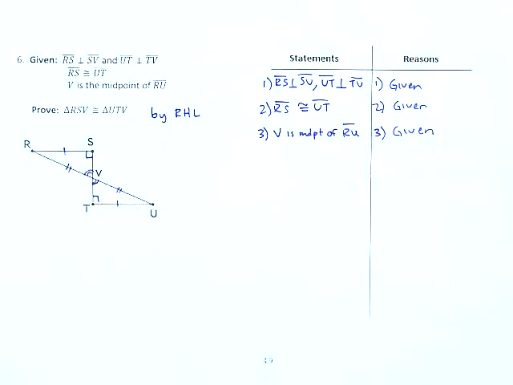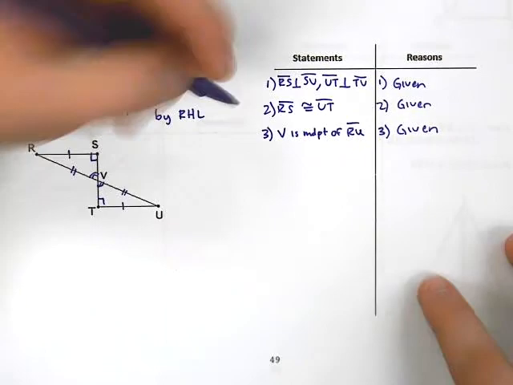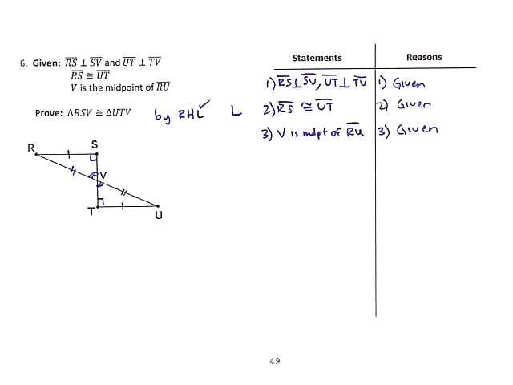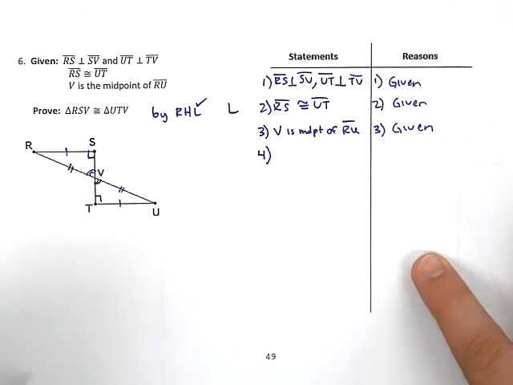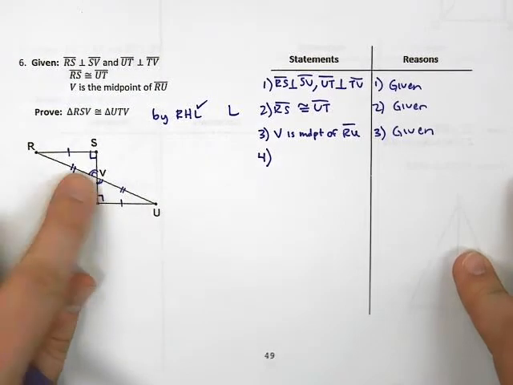What do we have already? RS congruent to UT. Oh, those are my legs. Okay, so I already have my L done. My leg has been taken care of. I still need to get the H, I still need to get the R. Let's go ahead and get H again, just because I think that might be easiest. Where are my hypotenuses? Oh, well, those are RV and UV.